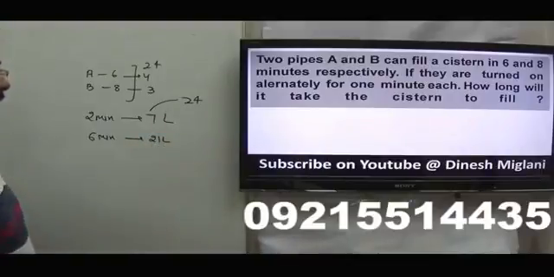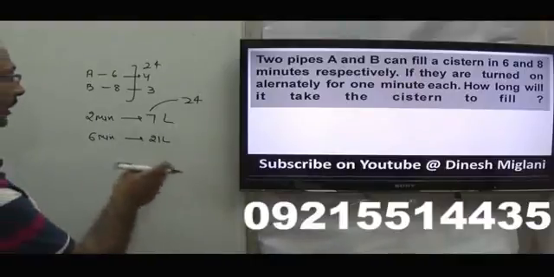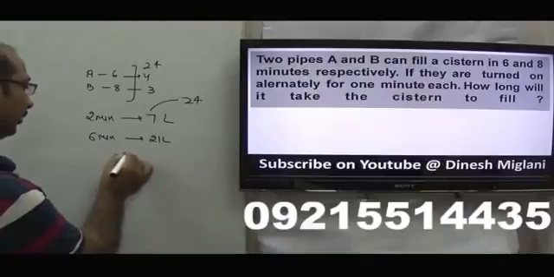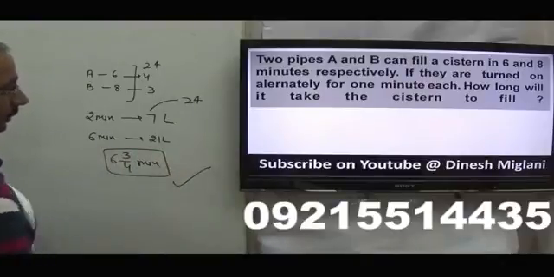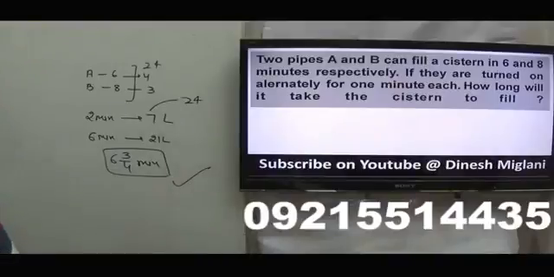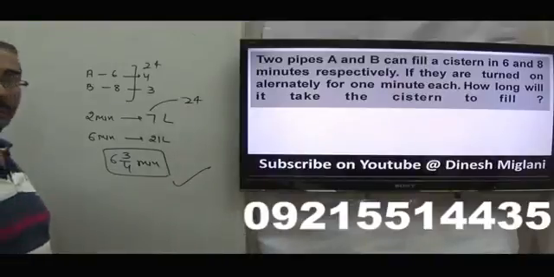Now, the next is the turn of A. Now A can fill 4 liters in a minute. How much does it have to fill? 3 liters. Right. So how much time does it take? 3 by 4 minutes. So the answer is 6 and 3 by 4 minutes. That's my answer. So what finally I can say? Finally I can say that my answer is 6 and 3 by 4 minutes.